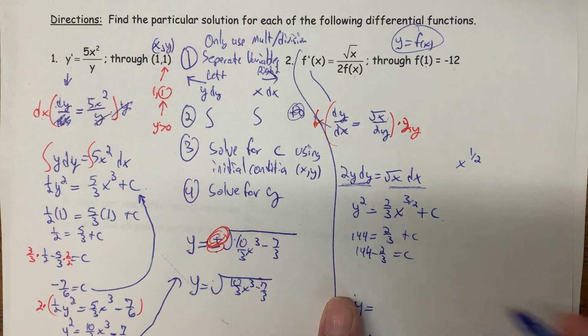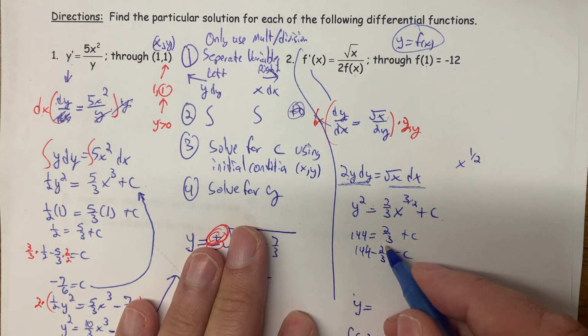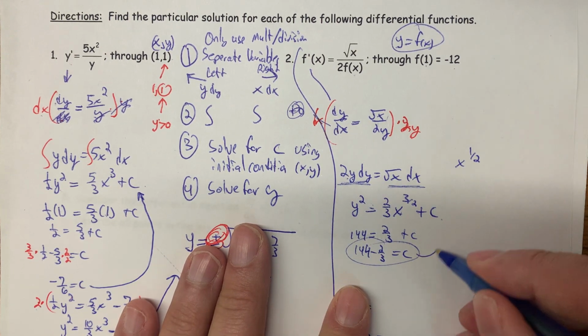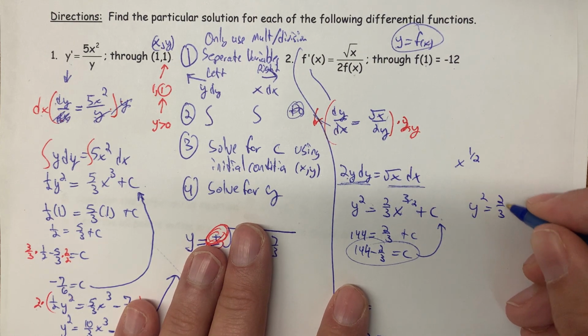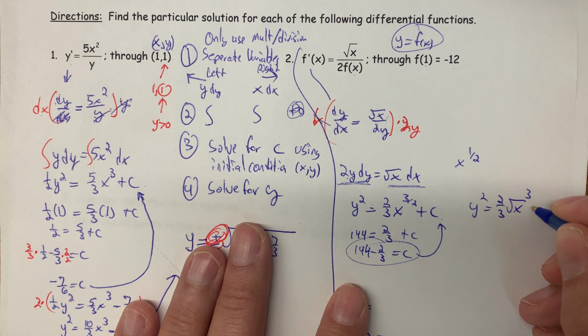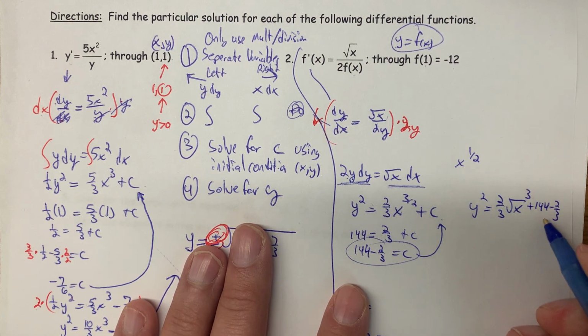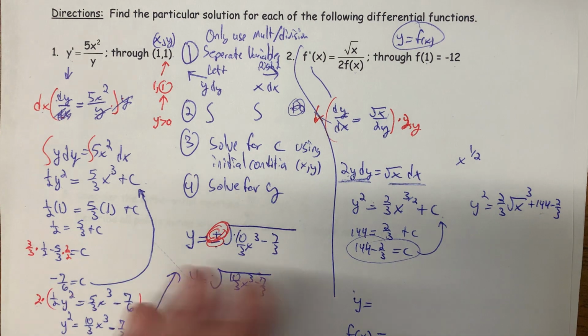Remember, on the free response portion of the AP exam, you don't have to simplify. So I'm going to leave it like this and plug this back in. So y squared equals 2/3. I'm going to rewrite this. Square root of x cubed plus 144 minus 2/3. And I'm just going to leave that c unsimplified. You could simplify it. It's fine.